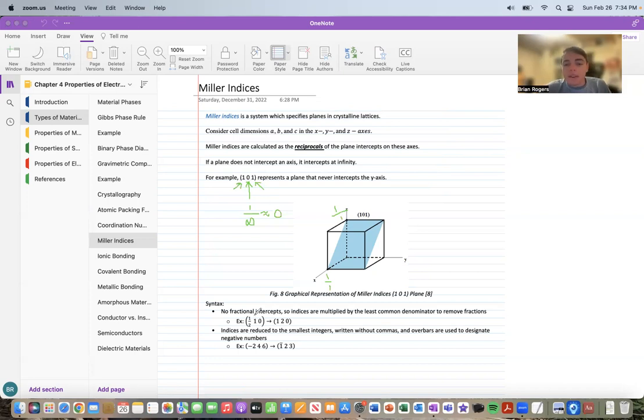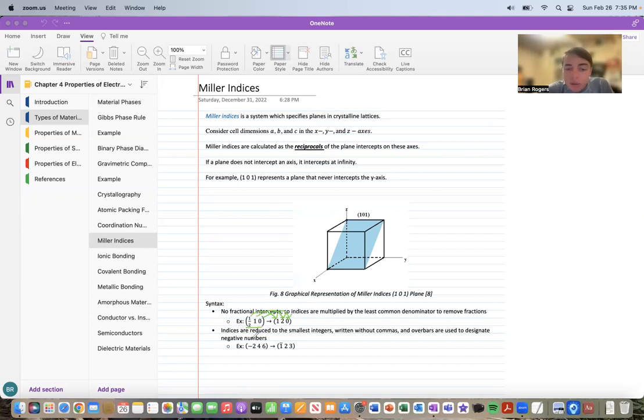There are a few syntax things you need to look out for. You can't have fractional intercepts. Notice how here we had a fraction in our Miller indices. We multiply each of the indices by the same constant in order to produce integers. Here, the least common denominator would be 2, so we multiply everything by 2 to remove the fraction. Multiply 1/2 by 2, you get 1. Multiply 1 by 2, you get 2. Multiply 0 by 2, you get 0.